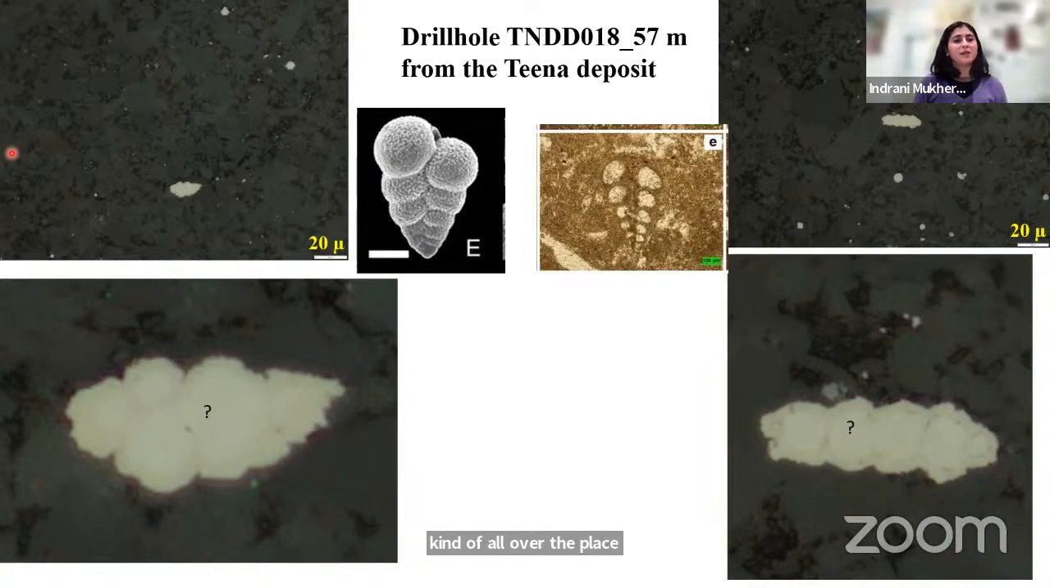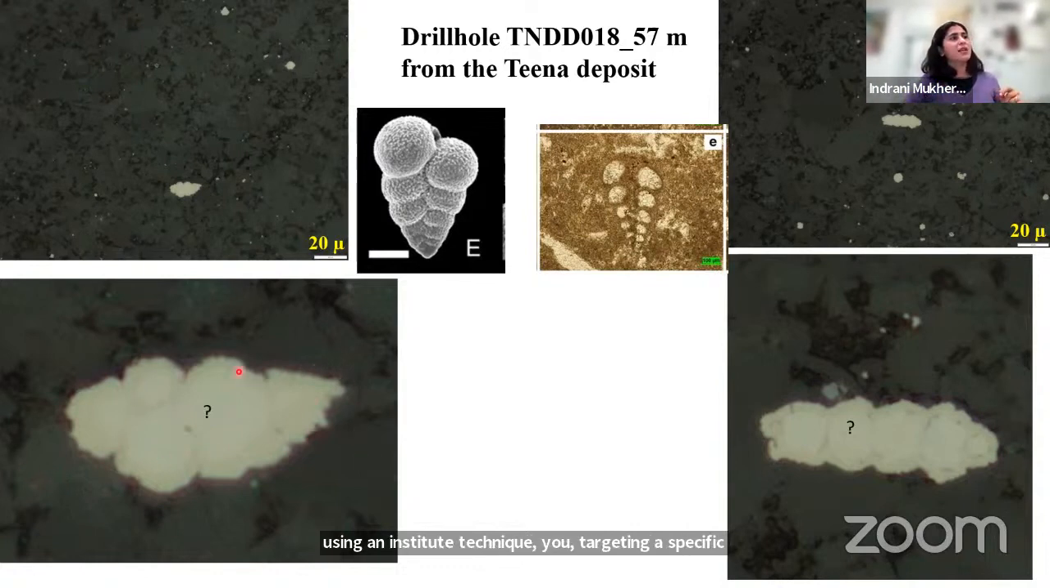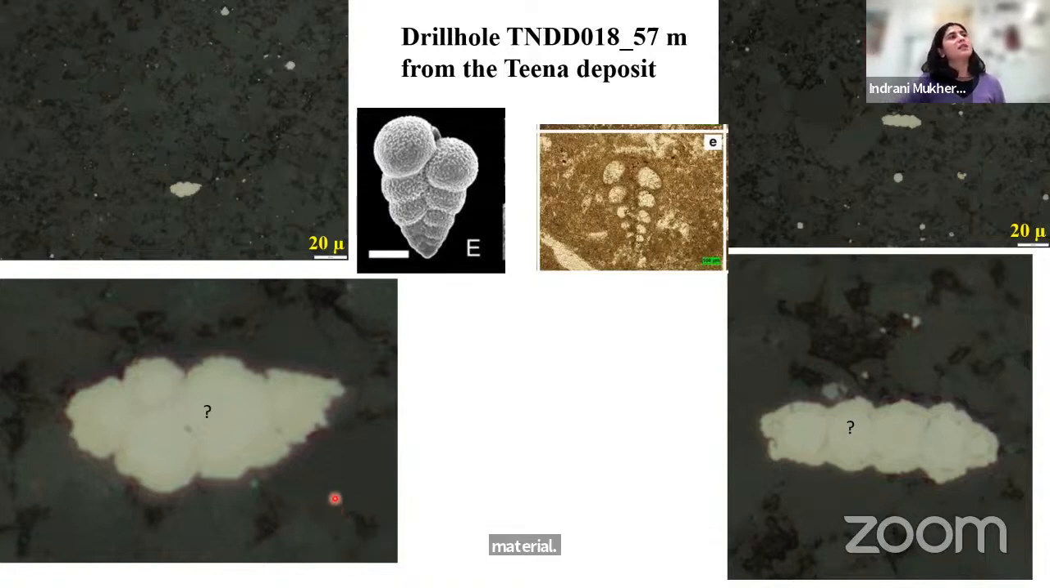What do you mean by matrix? Yes, I apologize. So this is matrix, basically. When I'm using an in situ technique, you're targeting a specific mineral. So I'm targeting, for instance, pyrite. So anything on the outside of this mineral is the matrix material. It's the rest of the rock, basically, except the pyrite.